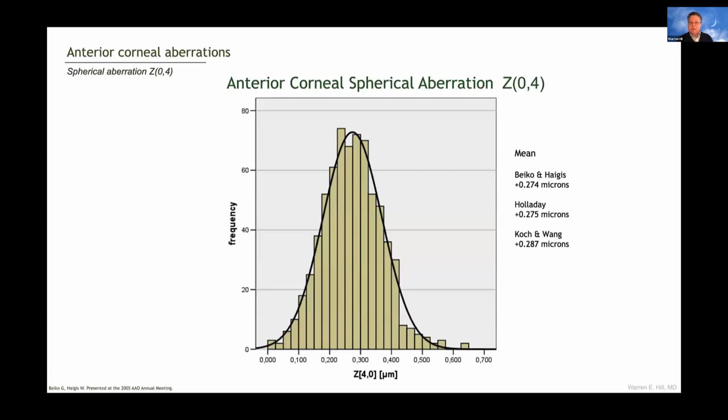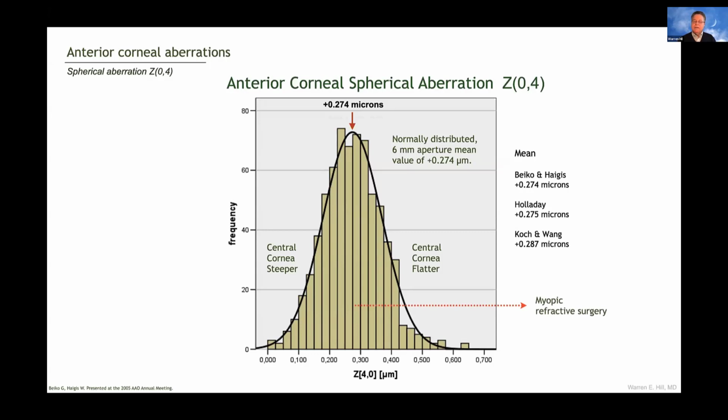Now, this is a graph that was presented by George Bako from Canada and Wolfgang Haggis from the University of Würzburg in Germany. It shows that the spherical aberration for patients of mostly European ancestry is a Gaussian distribution with a mean value of about 0.274 microns. Jack Holliday, Doug Koch, and Li Wang all basically got very, very similar numbers. So it's normally distributed when we look at it at a 6mm aperture, and that's the standard way we measure it so that everybody's on the same page.